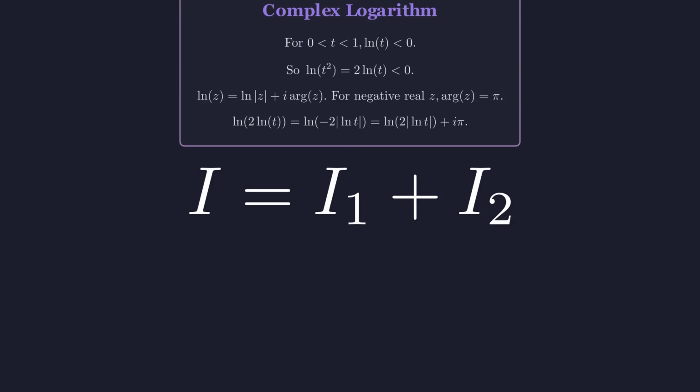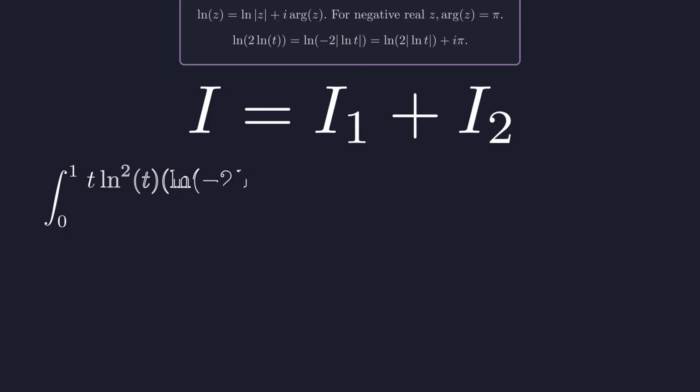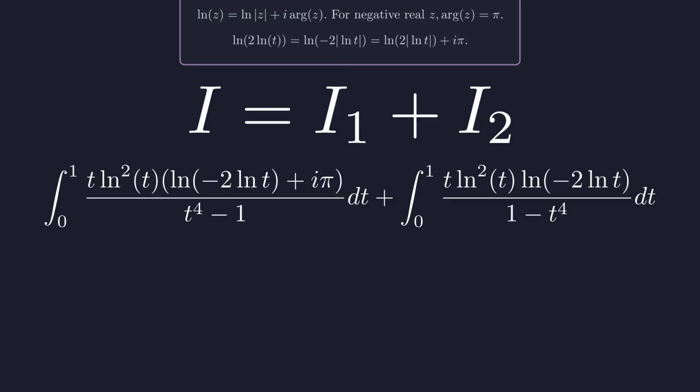Now, let's write out the full sum for I. Substituting our expressions for I1 and I2, we get this. Notice the denominators. We can rewrite 1 minus t to the fourth as negative of t to the fourth minus 1. Now both integrals have the same denominator, which allows us to combine them.